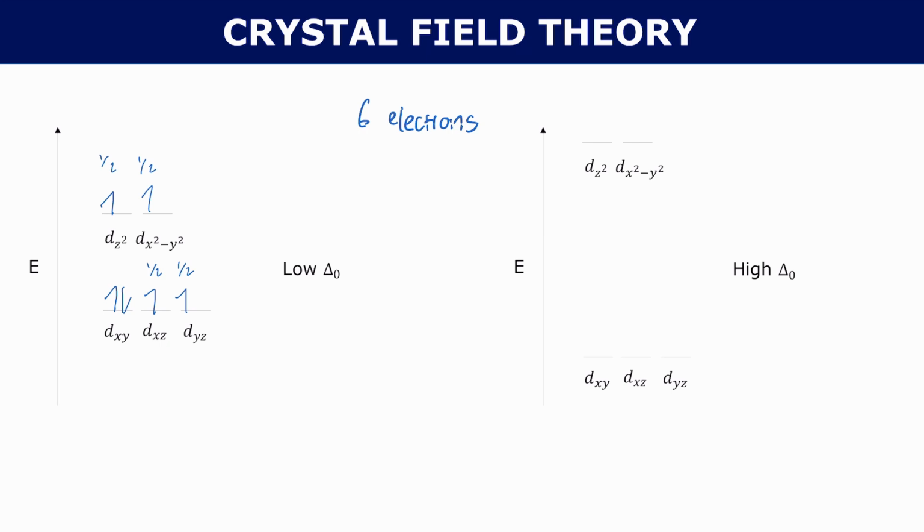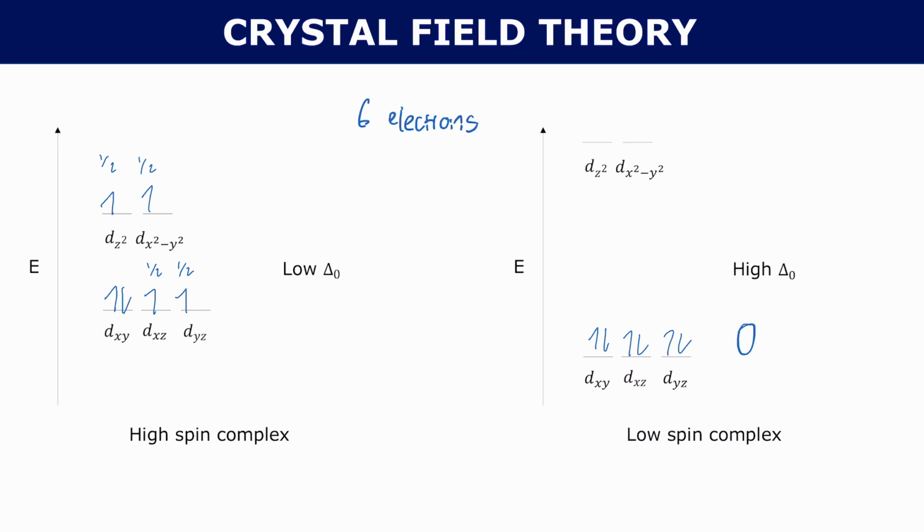But let's look at what happens when you have a high delta naught value. In a high delta naught value, you're going to have 1, 2, 3. But unlike low delta naught values, it's not going to move up to the higher energy level d orbitals. It's going to instead pair up. So when you start pairing up these 6 electrons, what you notice is that all their spins are going to cancel out, and you're going to be left with a magnetic moment of 0. What that means is that the one on the left is a high spin complex, and the one on the right is a low spin complex.